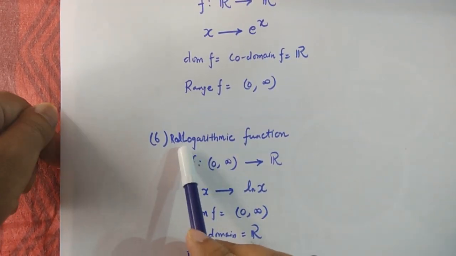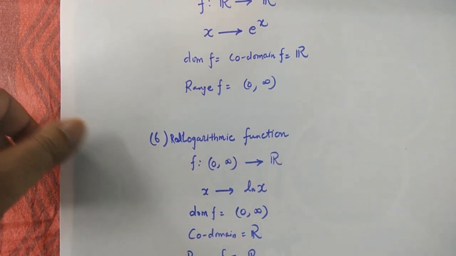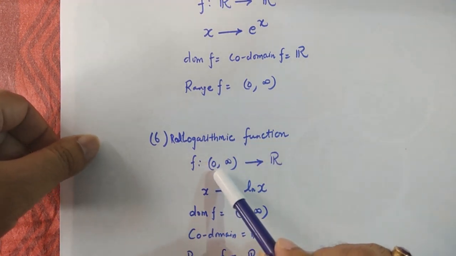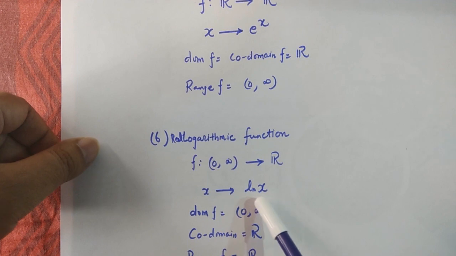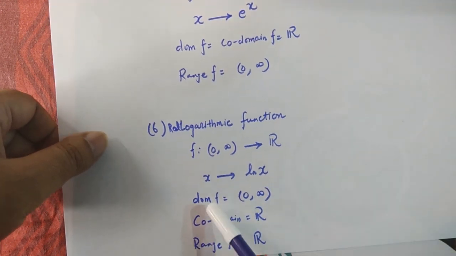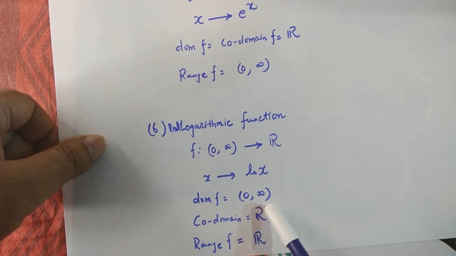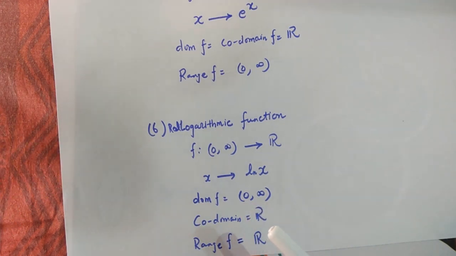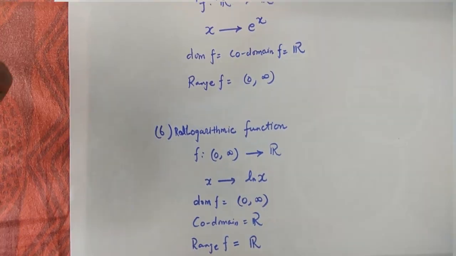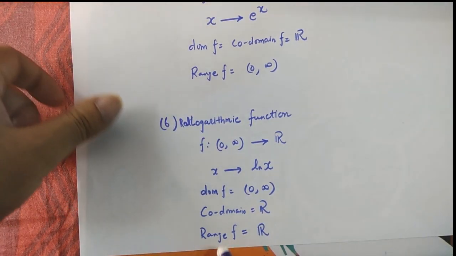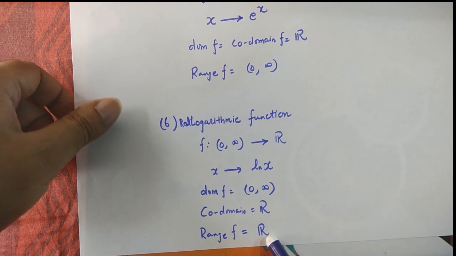Next, let's move on to see the real logarithmic function. F is defined from the open interval 0, infinity to R, such that x gets mapped onto ln of x. The domain of f is the open interval 0, infinity, which means the function f here, which is the real logarithmic function, is not defined on the whole real number set. It is only defined for strictly positive numbers. The codomain of this function is R, and as you must already be familiar with, the range of f is the whole real number set R.